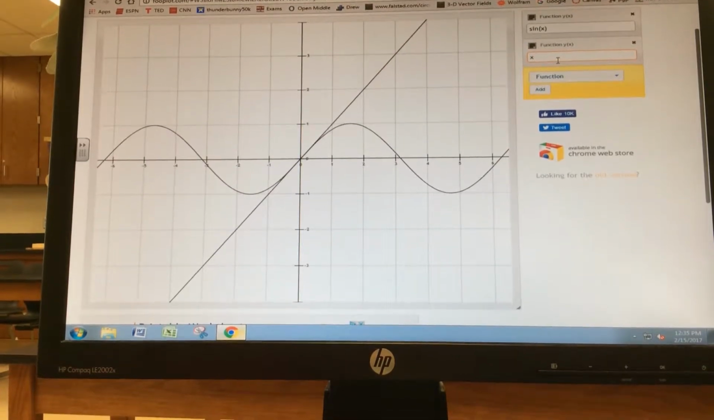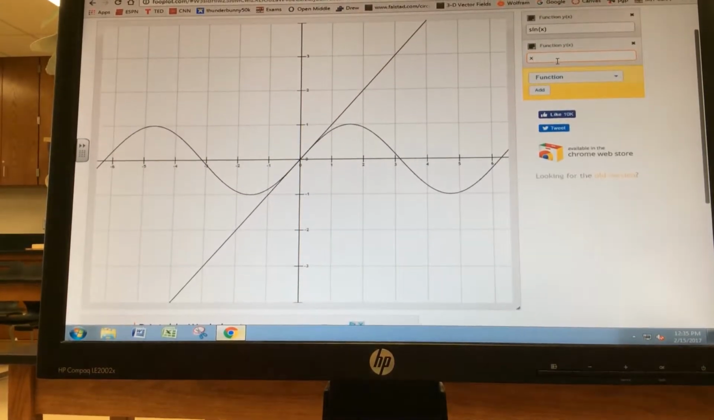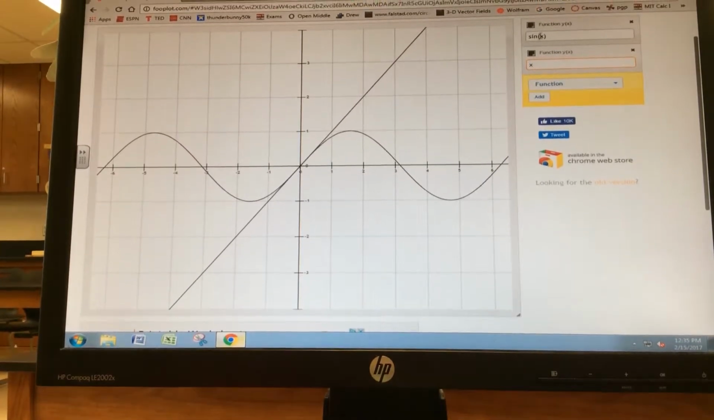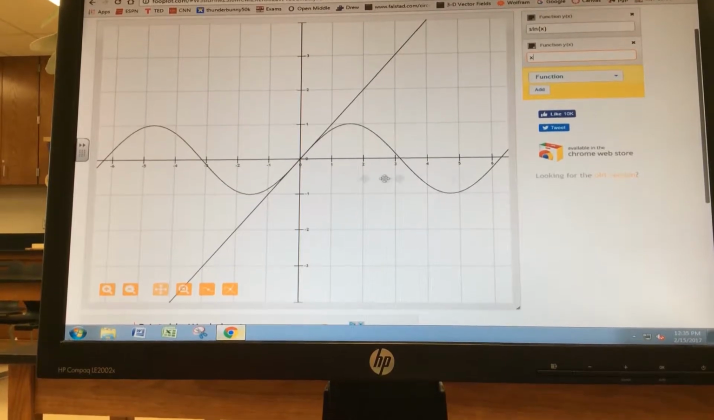All right, I just want to show you this. I know there's a better way, but if you look here, I'm taking sine x and I'm making it x. And it's a pretty good approximation.